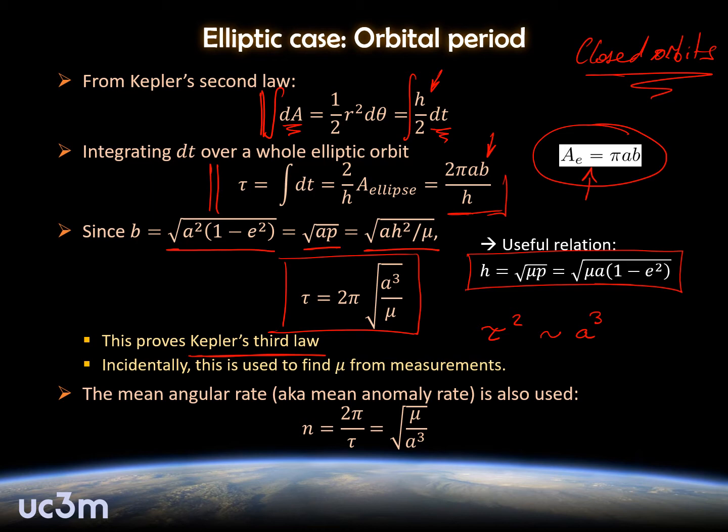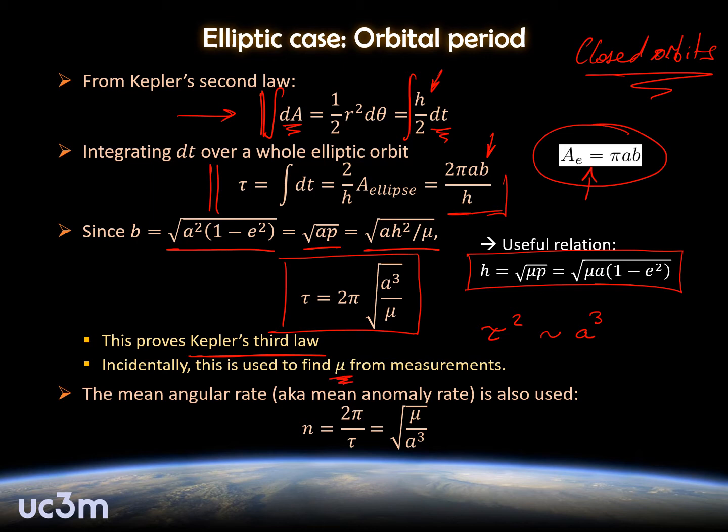So we have proved also the third law of Kepler from the mathematical framework of Newtonian mechanics, just by integrating this small differential equation over here. And by the way, this relation for the period is what we use sometimes to identify what is the gravitational parameter of some celestial bodies of which we don't know the mass.